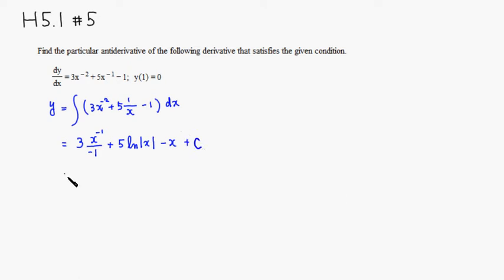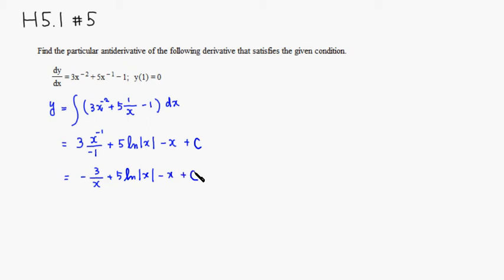So let's clean up a little bit. There's going to be a negative sign, 3 is up there, and x to the negative 1 is over x. The rest looks pretty nice, so I'll just copy those down.